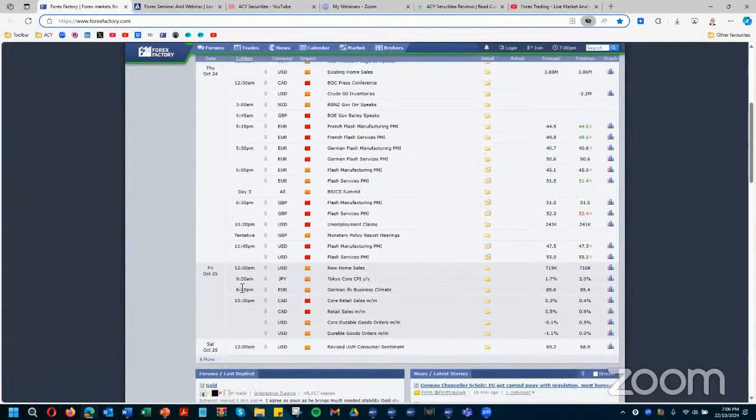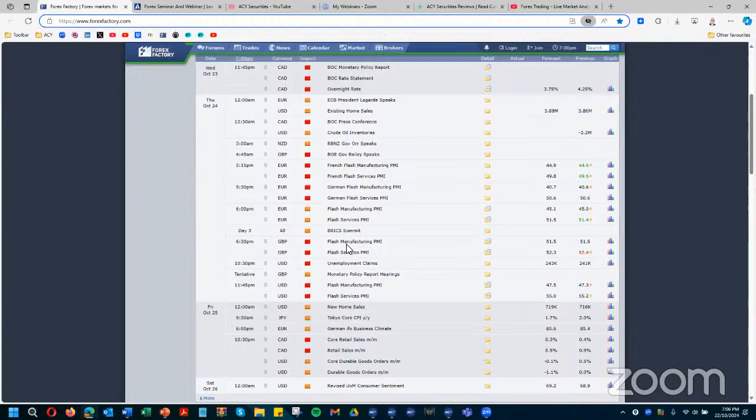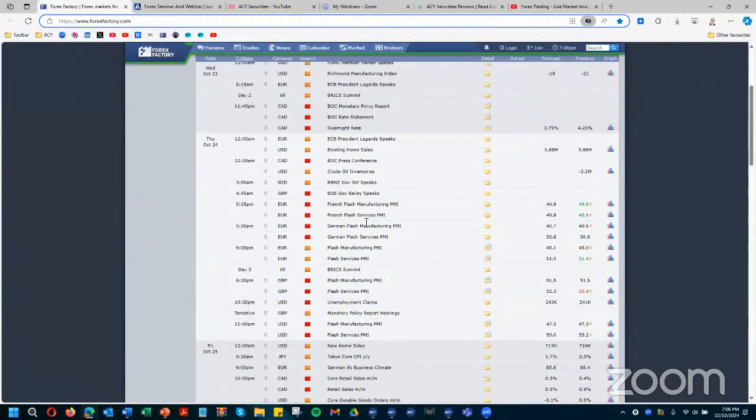And then getting into Friday at 10:30 p.m. for Canada, we have core retail sales and retail sales to finish off the week. Okay. All right, so make sure you know at least a good day ahead what is coming out, so that you're not just entering a trade right in the face of a news event.